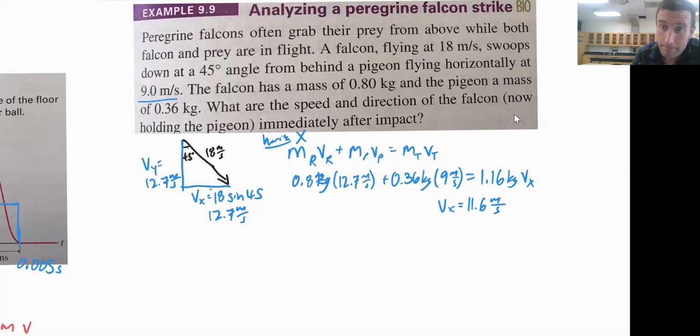Okay, now vertically, the pigeon has no vertical acceleration. It had no vertical momentum. It's just going horizontally.